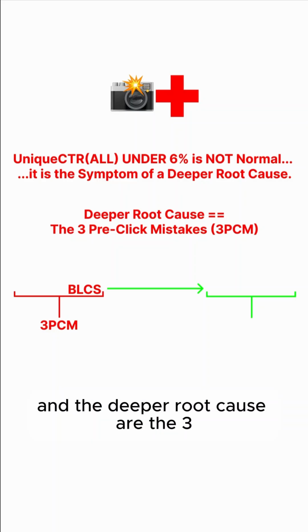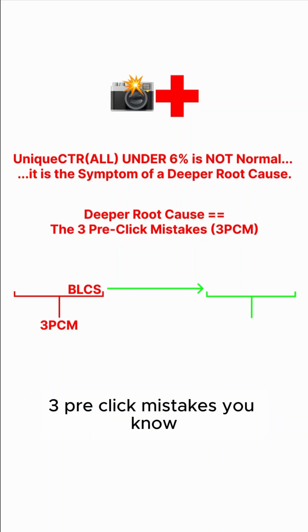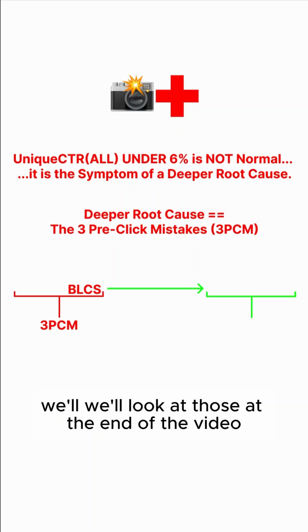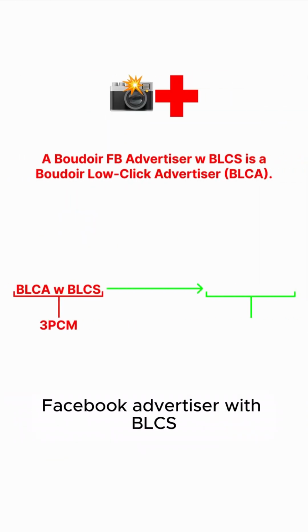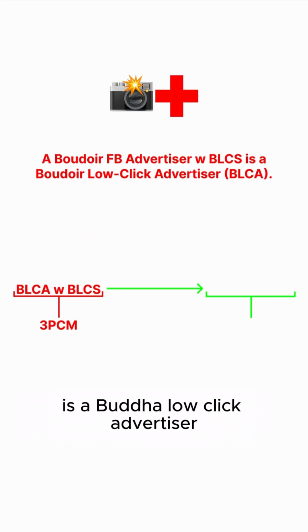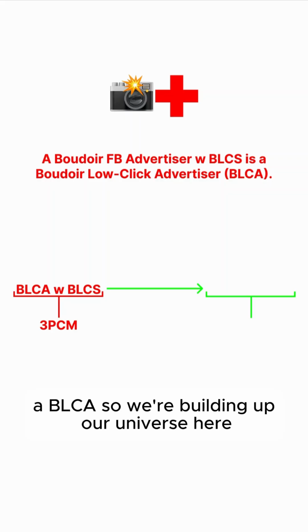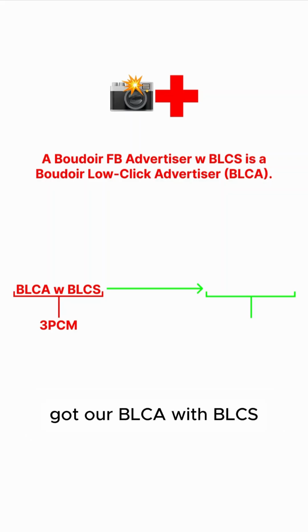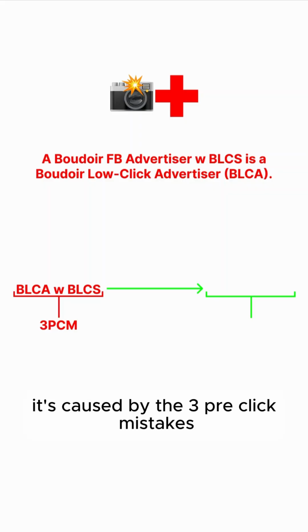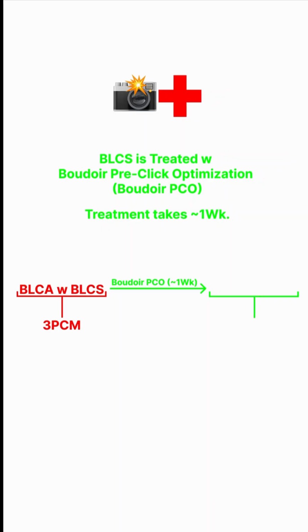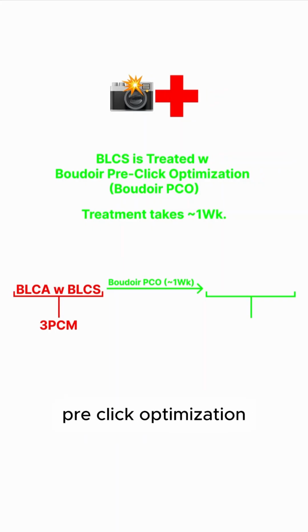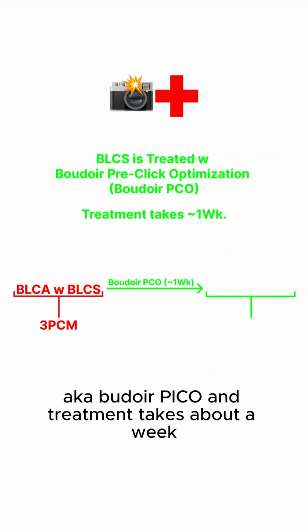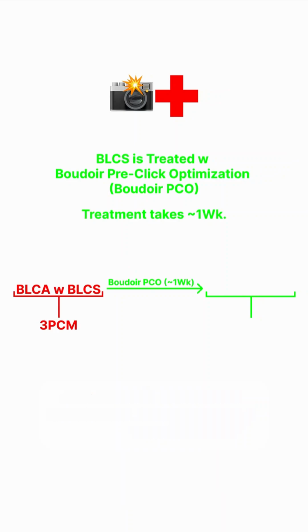And that deeper root cause are the three pre-click mistakes. We'll look at those at the end of the video. We also know that a Boudoir Facebook advertiser with BLCS is a Boudoir low-click advertiser, a BLCA. So we're building up our universe here. Got our BLCA with BLCS. It's caused by the three pre-click mistakes. We also know that BLCS is treated with Boudoir pre-click optimization, aka Boudoir Pico, and treatment takes about a week.